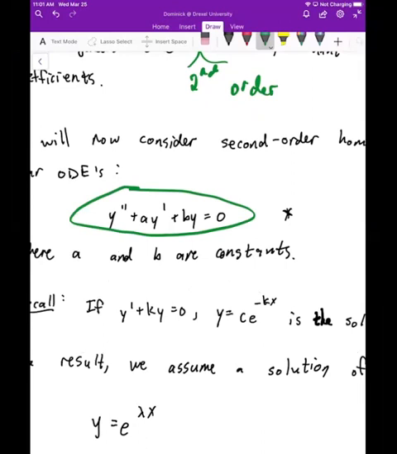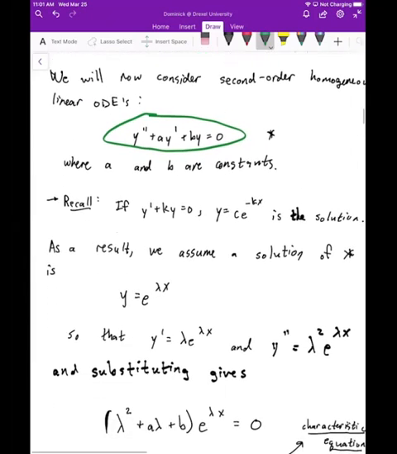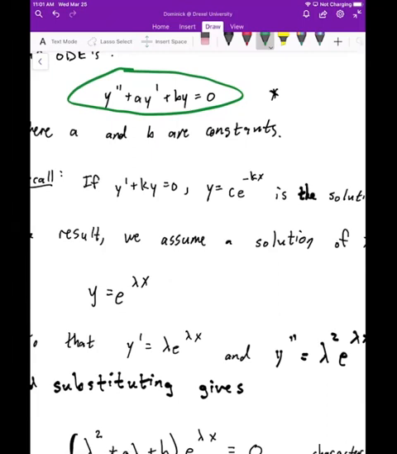Okay, so one thing that I want to refresh your memory on is that when we had a similar situation in the first order case, if we had something like y prime plus ky is equal to 0, then we could use separation of variables to show that a solution is y equals some arbitrary constant times e to the negative kx.